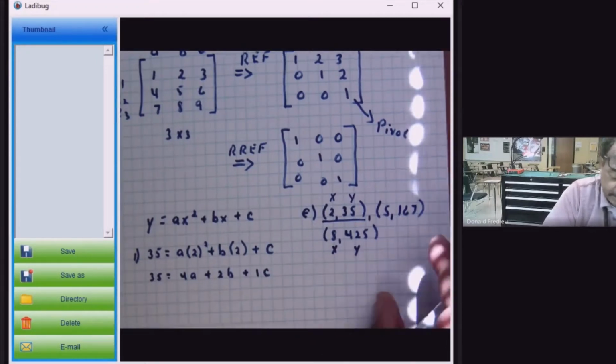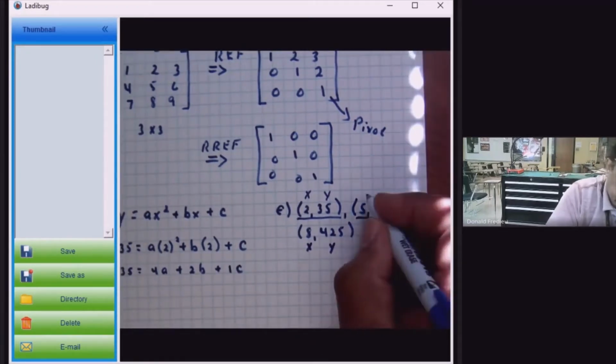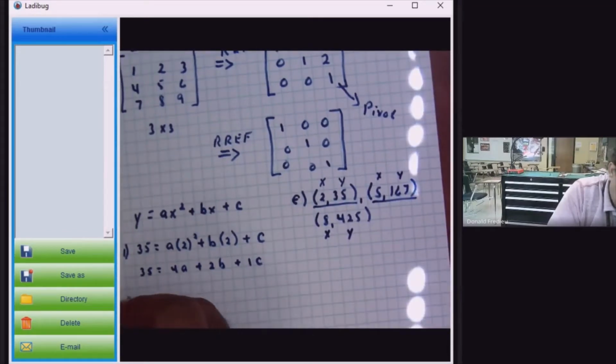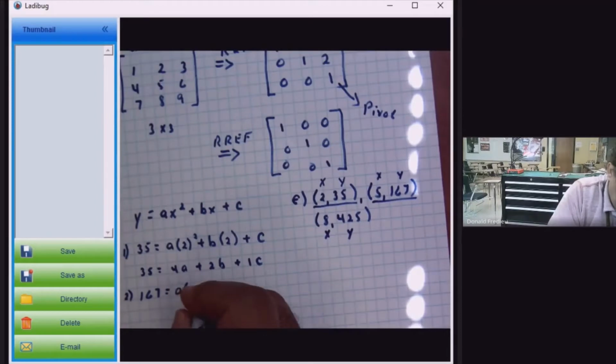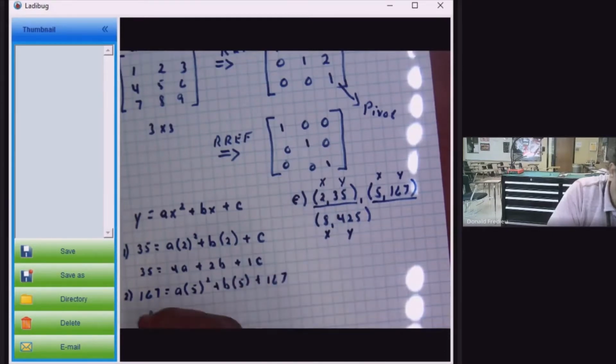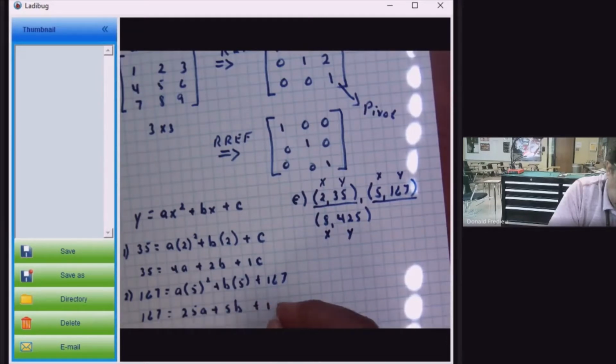And for the second point, again, this is x and that's y, but we have a different x and y. So 167 equals a times 5 squared plus b times 5 plus c. And if I clean that up, I get 167 equals 25a plus 5b plus 1c.